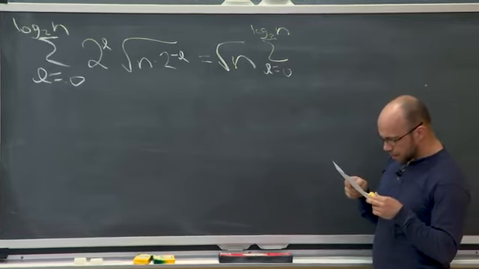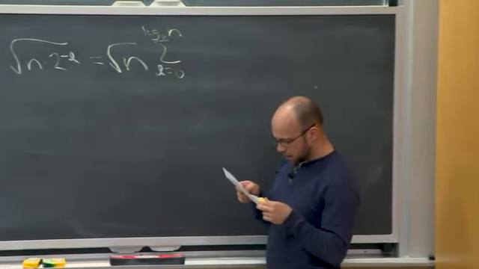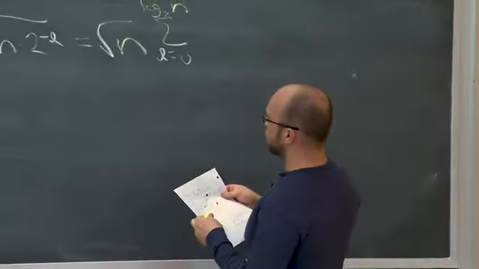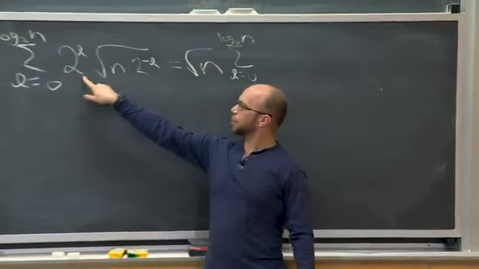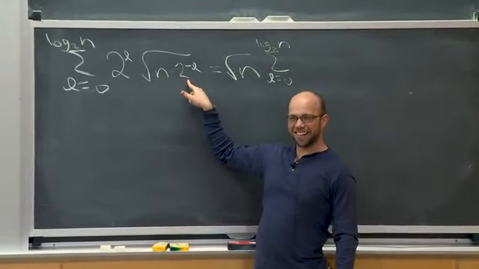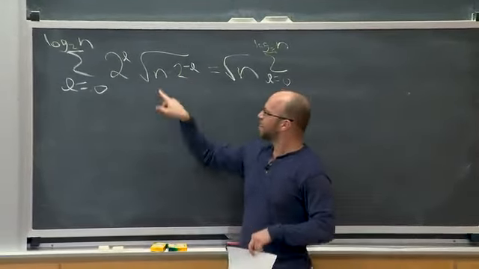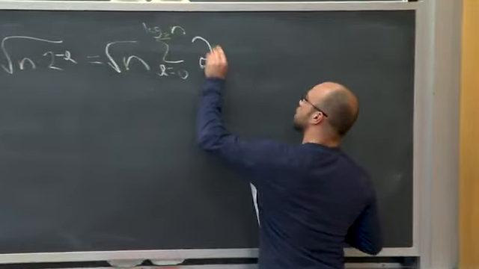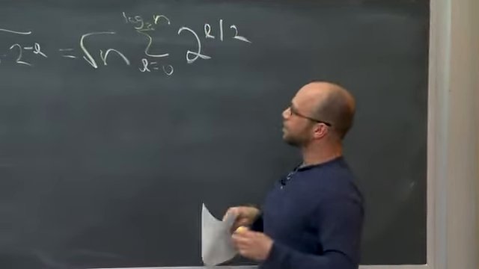Oh, and there's a mistake in my notes. Oh, right, duh. OK, so you have 2 to the L, and you have the square root of 2 to the minus L. So this is really 2 to the minus L over 2. So you have L minus L over 2, and this quantity is really 2 to the L over 2, like that.